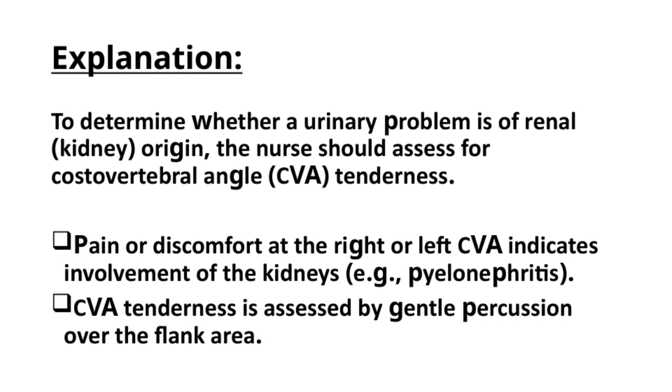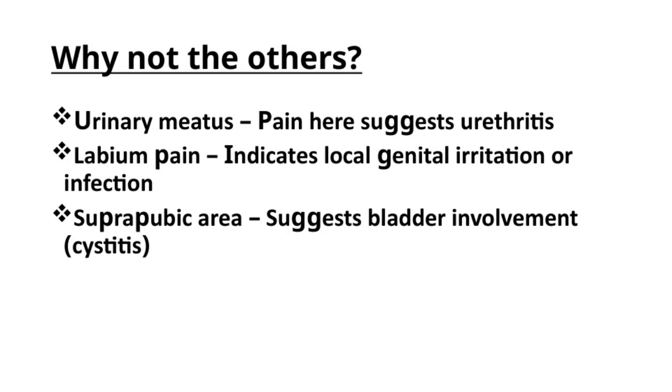Remember, assessing CVA tenderness is a key part of understanding the source of urinary issues and guiding further diagnosis or treatment. Let's go through some key points about pain localization in urinary issues. When a patient reports pain at the urinary meatus, that often suggests urethritis, which is inflammation of the urethra. It's a common site for irritation or infection, so pinpointing pain here helps us narrow down the diagnosis.